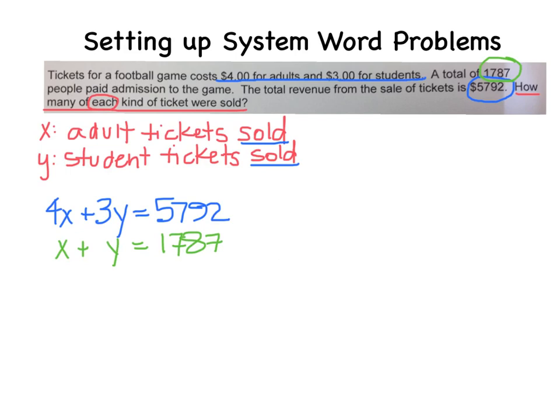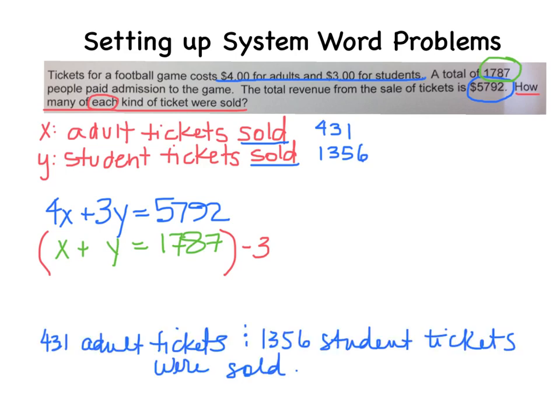On this one, I probably would solve by elimination, multiplying everything here by -3. The answer you should get is 431 adults and 1,356 children, but that will need to be in a complete sentence. So that would be your sentence.